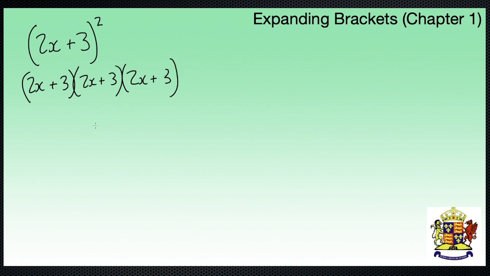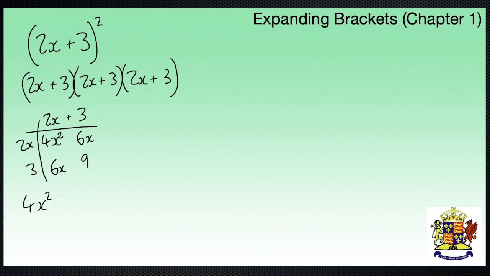So for this one, what I would do is I would do a single box, 2x plus 3, 2x plus 3, 4x squared, 6x, 6x, and 9, which is 4x squared plus 12x plus 9. Then I'll draw a second box. Why can't I draw a straight line? With 2x plus 3 here, and the result of this first box here. So 4x squared plus 12x plus 9.